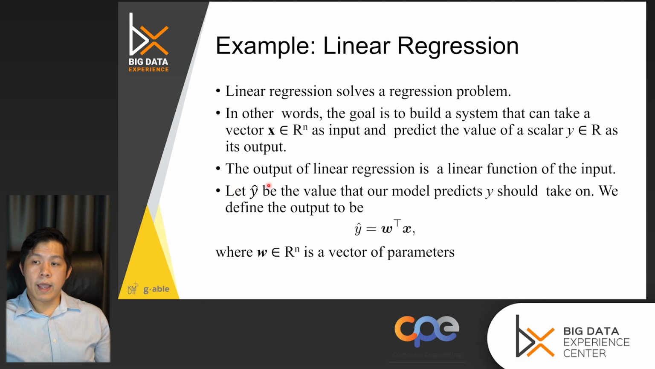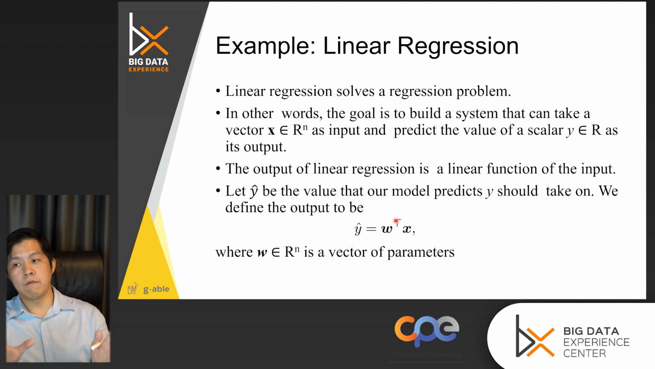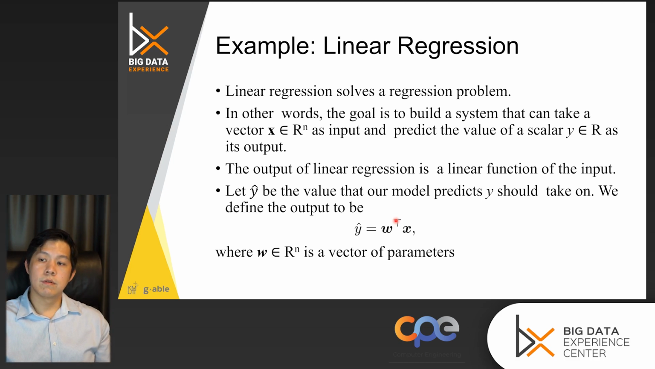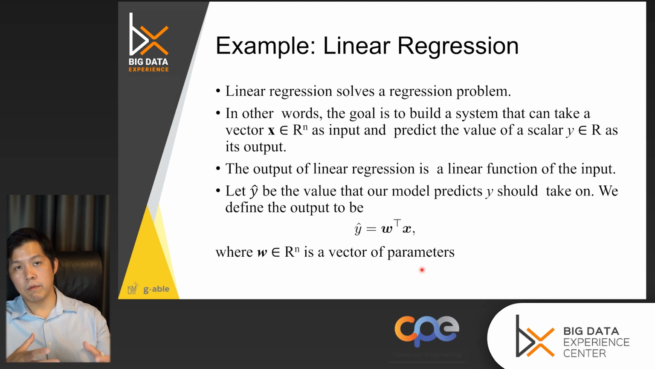So we will have this y hat to be the value of our model that predicts y, and we can write it mathematically as y hat equals w transpose x. This is the dot product between w and x actually, although it's written as the transpose, but you know that vector multiplication of a column vector and a row vector would result in the dot product between the two. Okay, and w here is the vector of parameters. We multiply the vector of parameters with x.